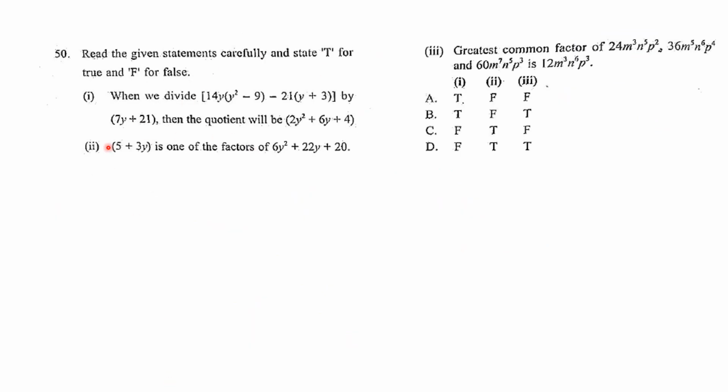Now this is the last question. Read the given statement carefully and state T for true and F for false. Now when we divide this by 7y plus 21, then the quotient will be this. And the second part, 5 plus 3y, is one of the factors of this. The third part is the greatest common factor of this is 12 m cube n to the power 6 and p cube.